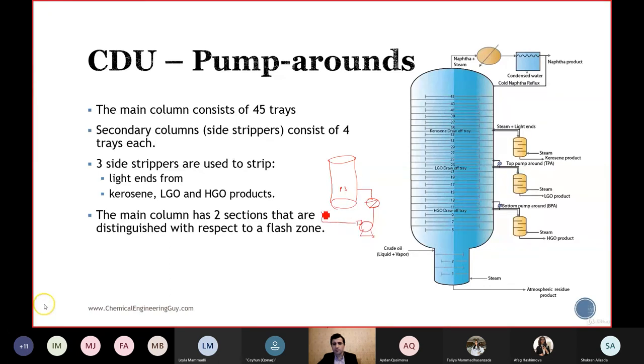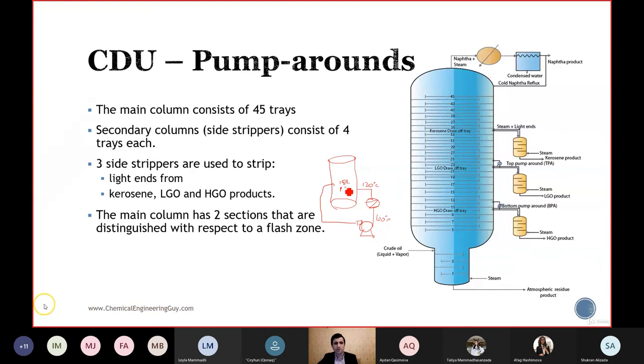We pump it to the 14th or 15th tray. It is 120 degrees Celsius. From the heat exchanger, it is 100 Celsius. And then we control the temperature. We cool down the 15th tray with this pump around. Exactly, it is happening here.